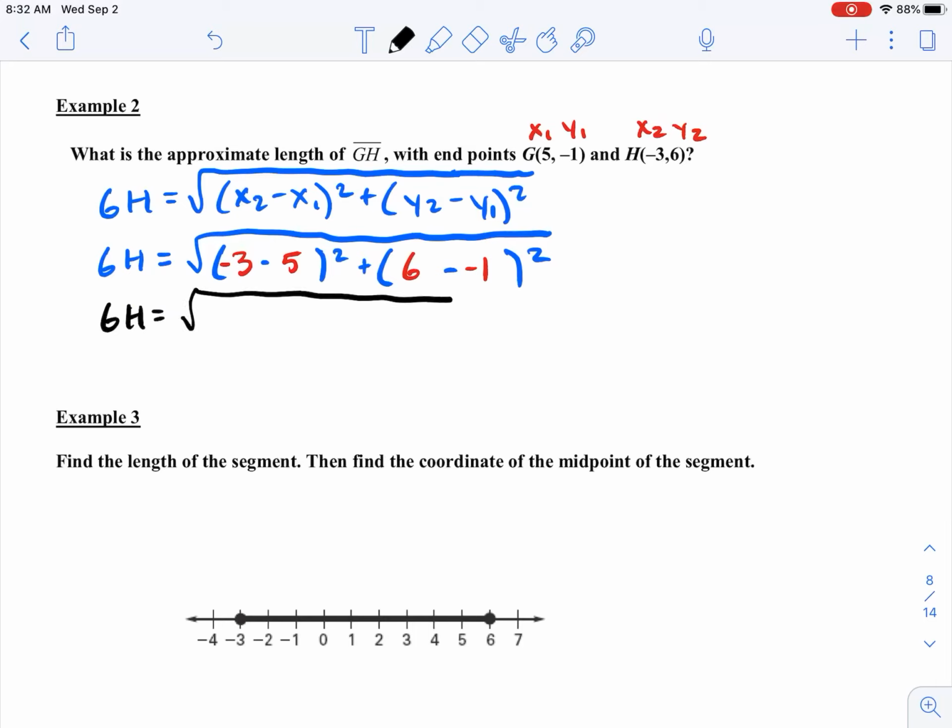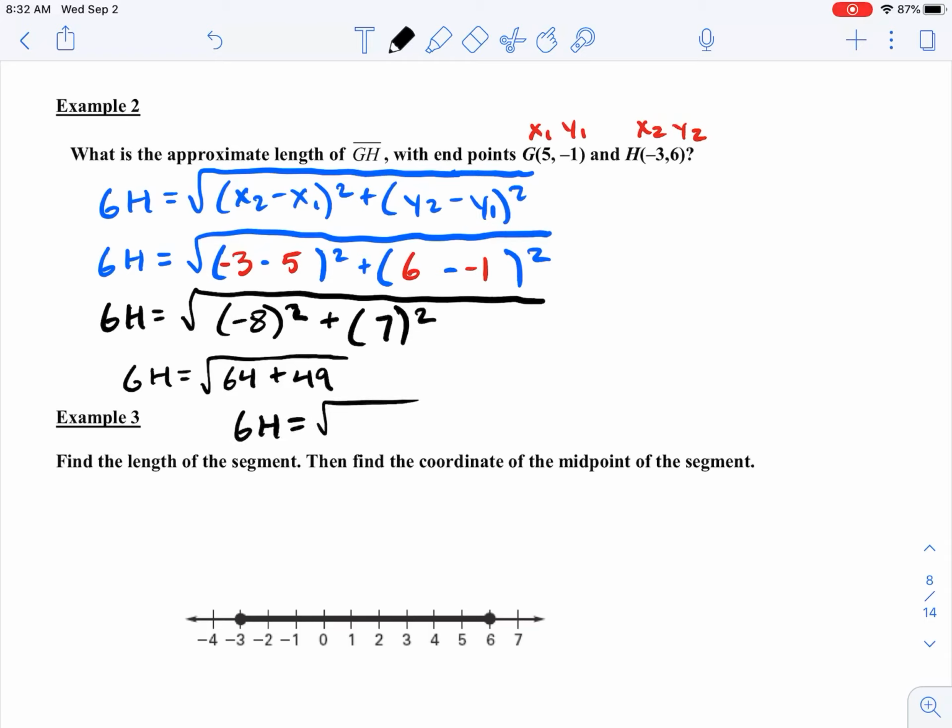I'm going to switch to a black now. GH is equal to the square root of, -3 minus 5 is -8, so I got -8 squared, plus 6 minus -1, that will turn to a positive, so 6 plus 1 is 7 squared. GH is equal to the square root of 64, since -8 squared is 64, plus 49. So GH is equal to the square root of, I'm going to double check my math here. Yep, I was right. 113, square root of 113.